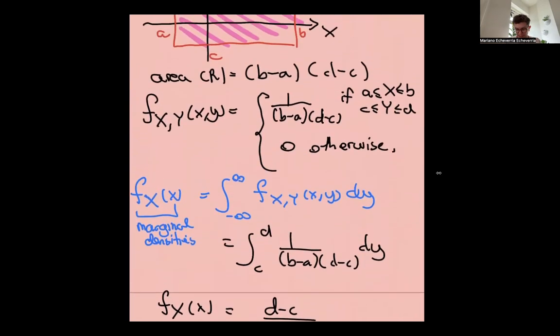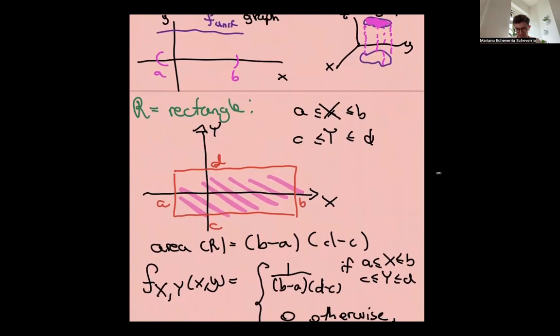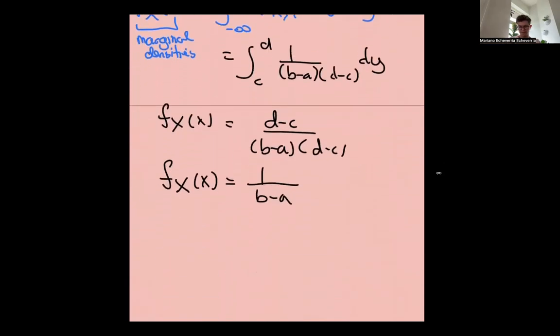Which makes sense because this is like a rectangle. So we're making it so that if every region here is weighted just according to its area, then it does make sense that X would be distributed uniformly. So this is just the uniform distribution for X.